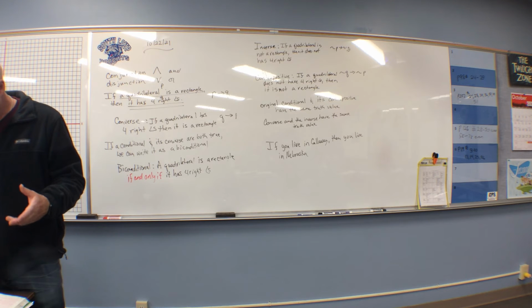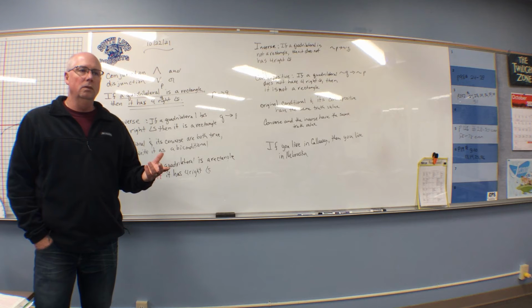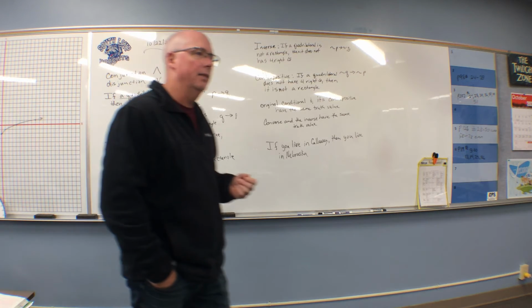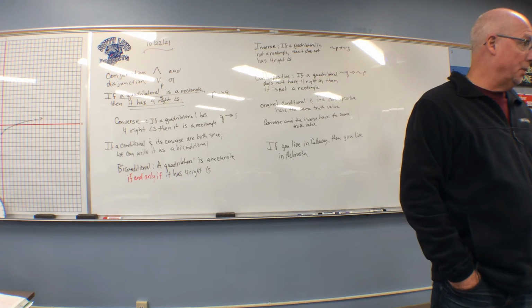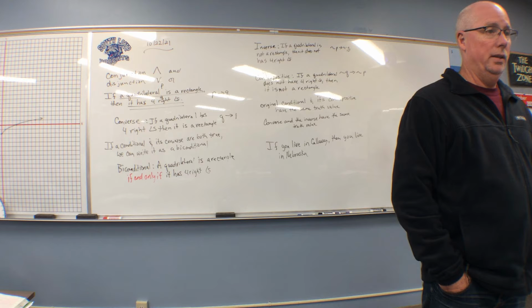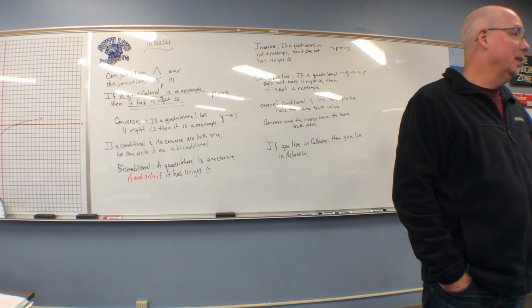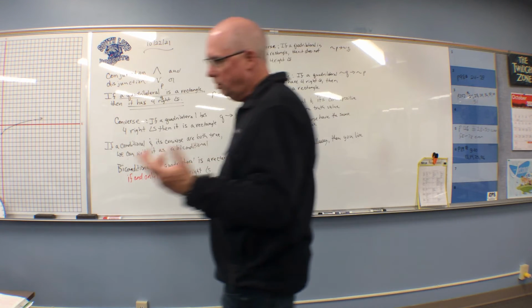Let's take a look at 47. If a number is odd, then it's divisible by 5. Is that true? No. Is 3 odd? Is it divisible by 5? No. So it is false because we can provide a counterexample. The counterexample is what? 3, 7, 9. Those are all odd numbers. They're not divisible by 5. Does that make sense to you?